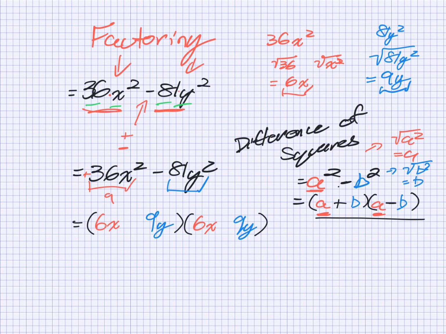And then, like I said before, we just have to make sure one of them has an addition sign and one has a subtraction. And it doesn't matter which is which because of the associative property. It doesn't matter the order of multiplication. But this is how you would factor that number.